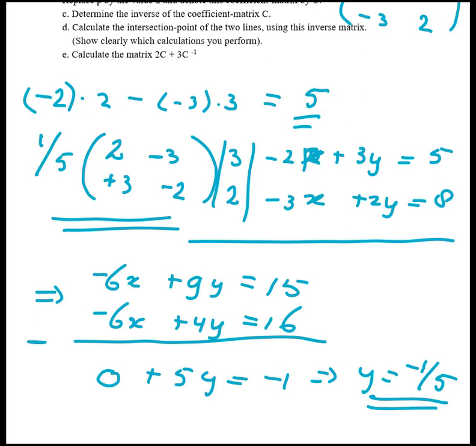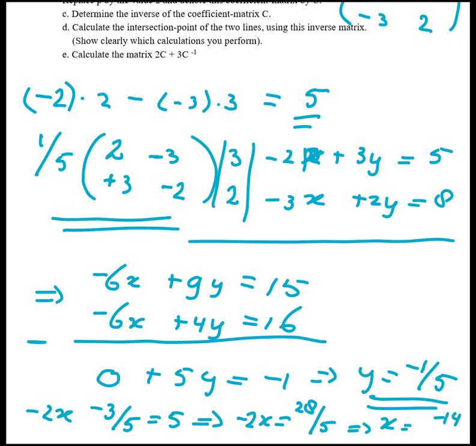Okay, then we have to calculate what x corresponds with that one. So let's use the first equation to do that. So minus 2x plus 3y, so minus 3 divided by 5, equals 5. So that means we have minus 2x being 5 plus 3 divided by 5. So that's 25 plus 3 is 28 divided by 5. So x would be minus 14 divided by 5.